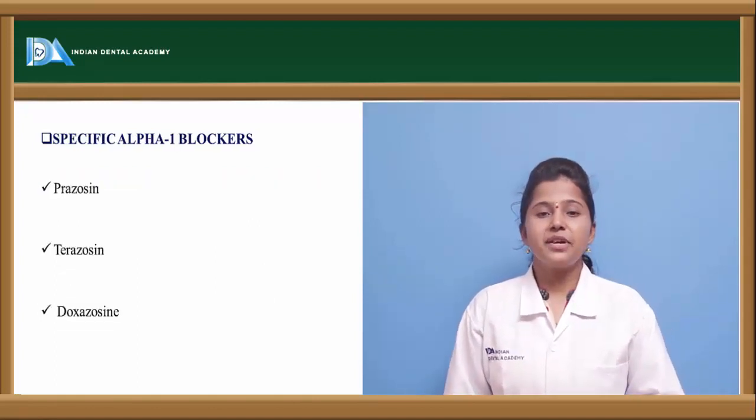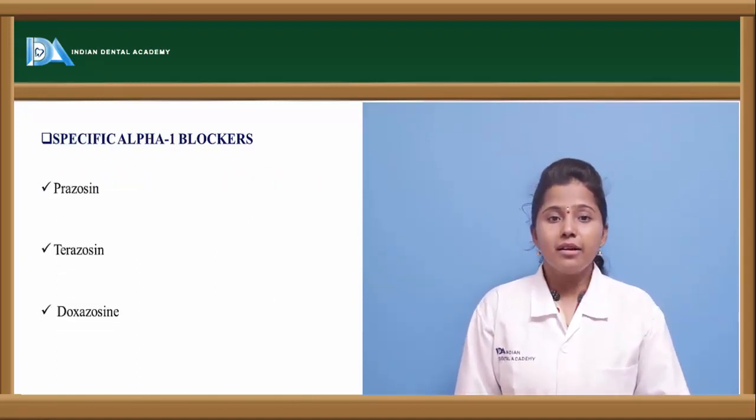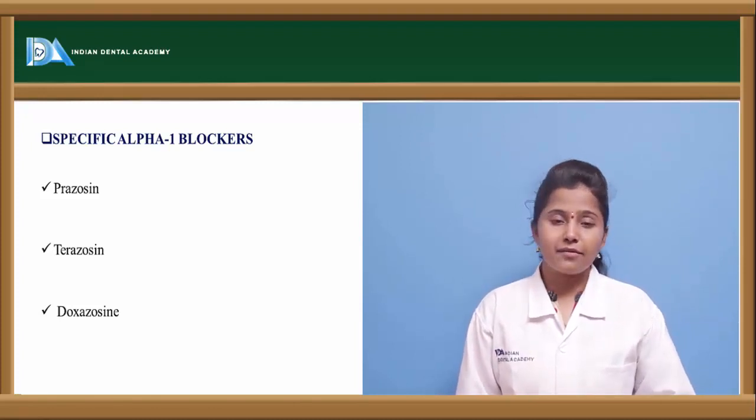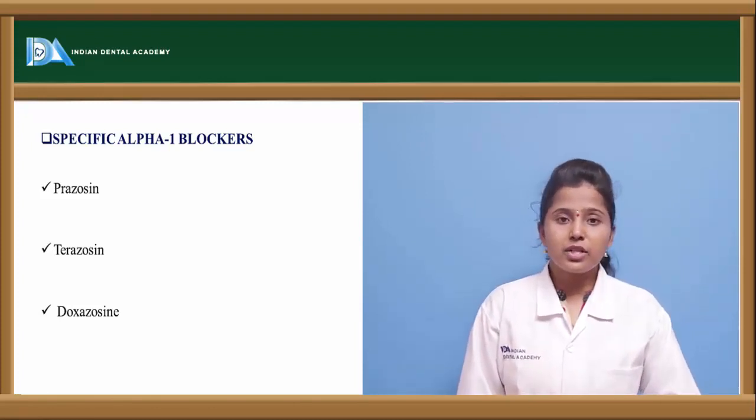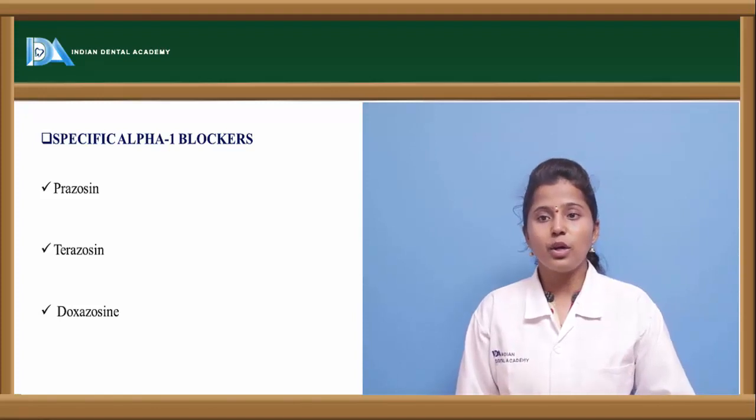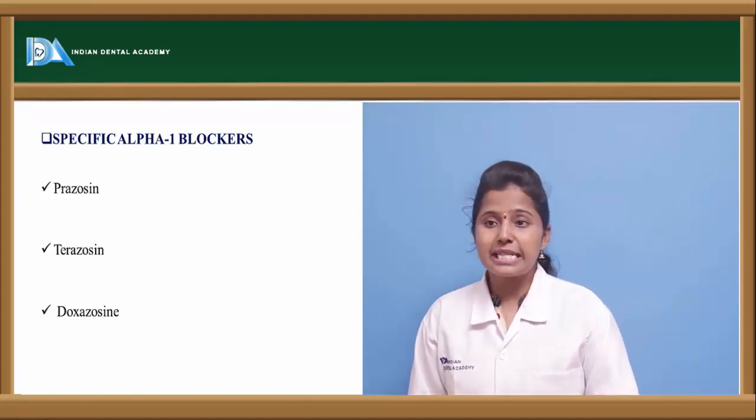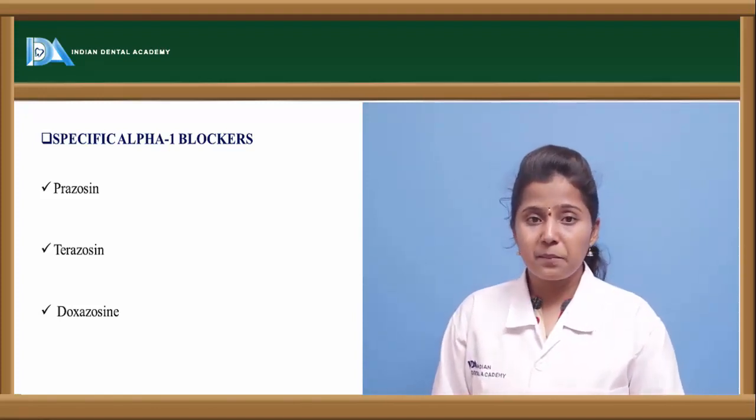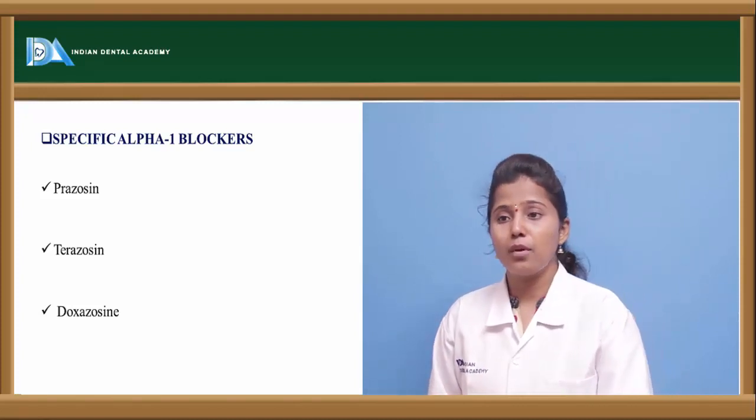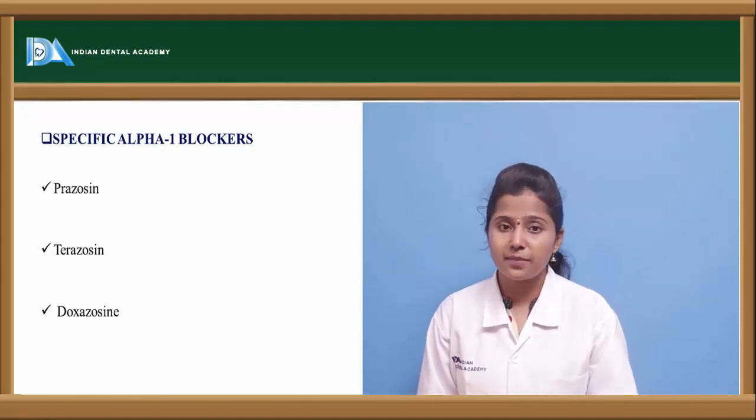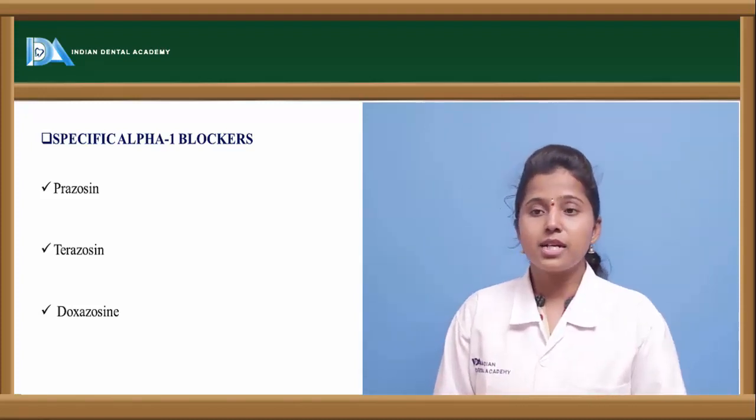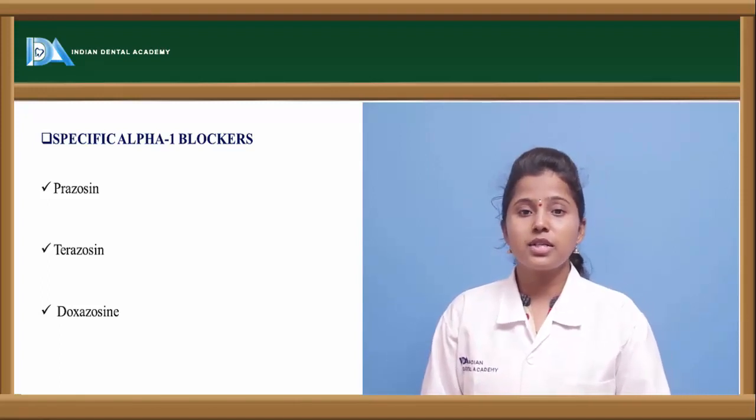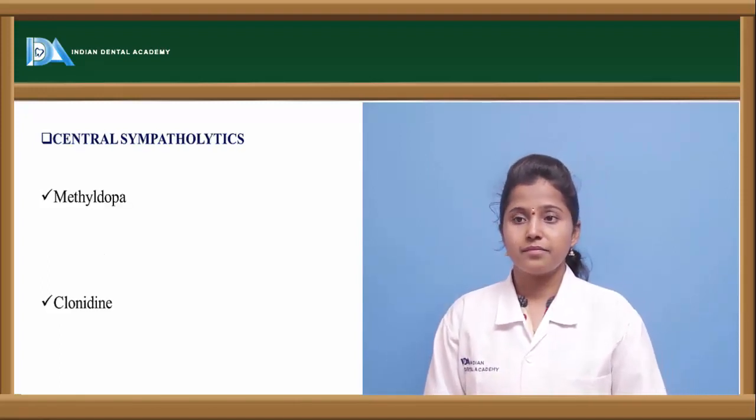Next, selective alpha-1 blockers. Adrenergic receptors are of two types, alpha as well as beta. Alpha also has types, alpha-1 and alpha-2 receptors. So these selective alpha-1 blockers will bind to the alpha-1 receptor and exert their action. The drugs include prazosin, terazosin and doxazosin.